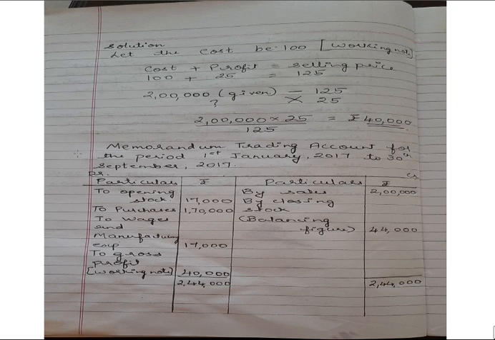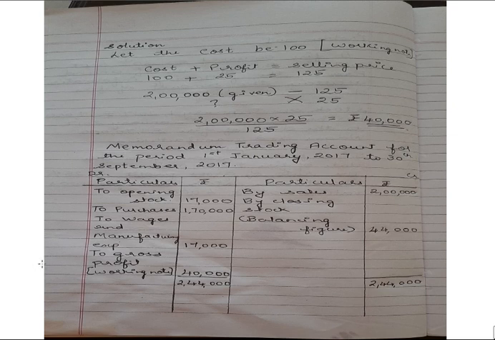When it is on cost, you have to assume let the cost be 100, then cost plus profit is equal to selling price. This is a common formula. Then 100 is the cost, you assume 25 is the gross profit percentage. So add it, you will get 125. So 2 lakh is equal to 125. 25 how much? Cross multiply it, you will get 40,000. Now this is called the gross profit of the current year. Now step by step we will go.